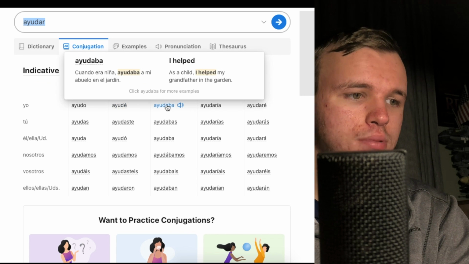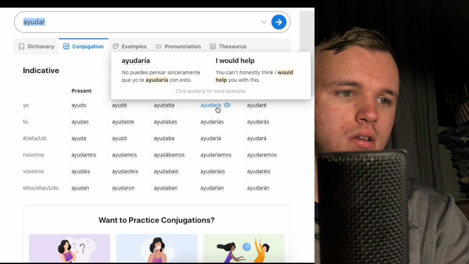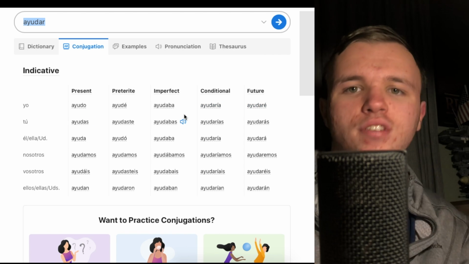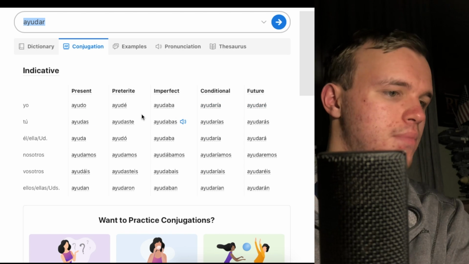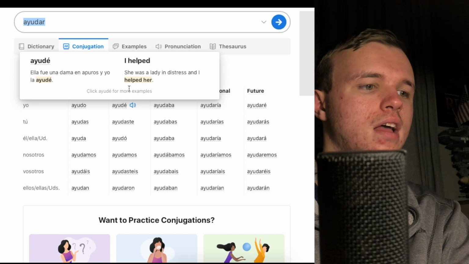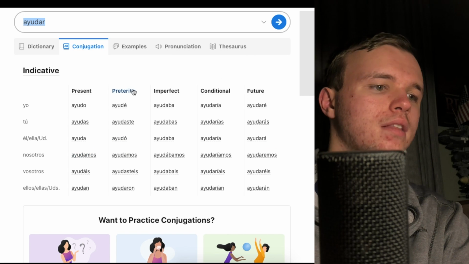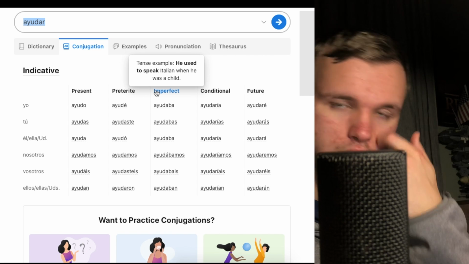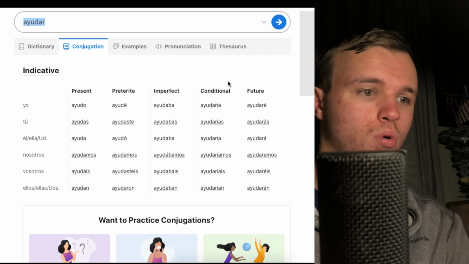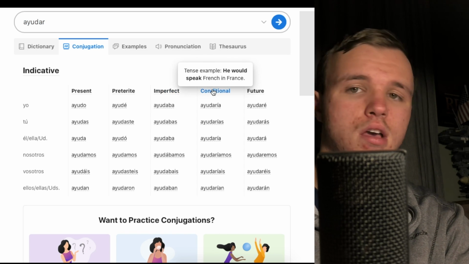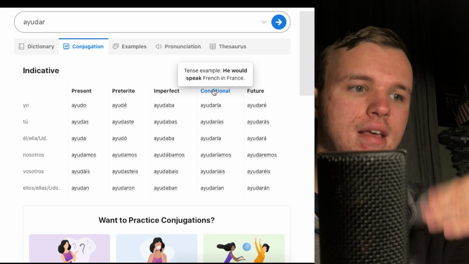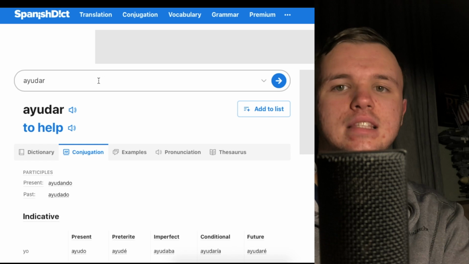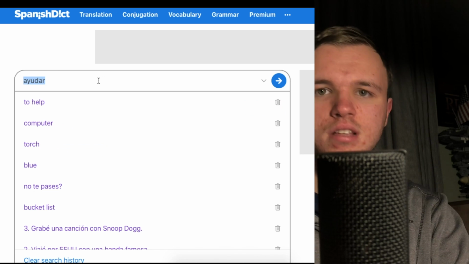So yeah, they've got helped. I helped, I would help, and I will help. So it depends on the verb. Sometimes it's much different, but they have everything. They've got sentences, and they've got everything. And it's really helpful. This is the past tense, and then another past tense for something that's not happening anymore. And the maybe conditional, if something happens, he would, and then just the normal future tense. So it's super helpful.